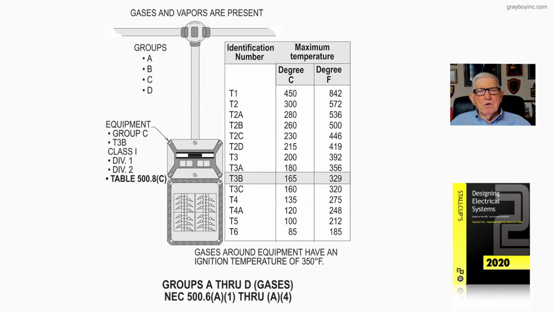And we notice on the equipment, lighting fixture, whatever it may be, there's a T code letter of T3B. It's a Class 1 Division 1 or 2 based upon the vapor being there all the time, or maybe the vapor's only there under abnormal conditions. But the T code letter on the equipment matches up with table 500.8(C). But the groups, we talk about the groups A through D in the NEC 500.6(A)(1) through (A)(4).